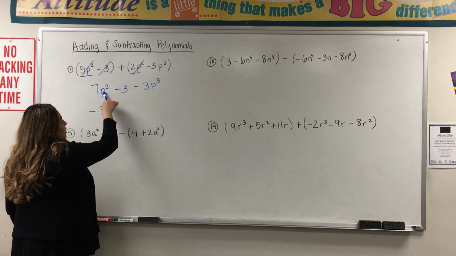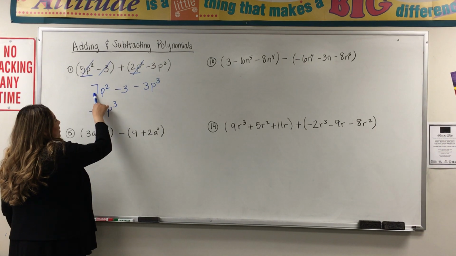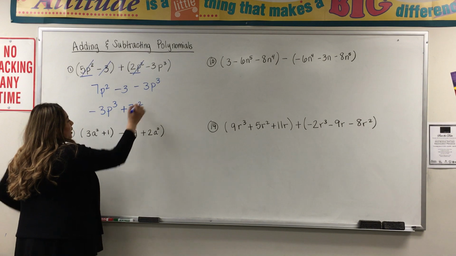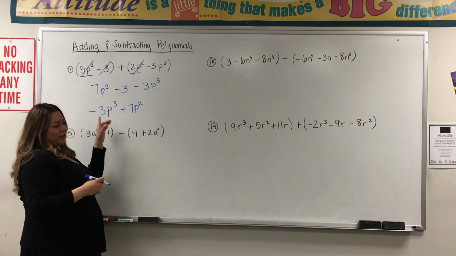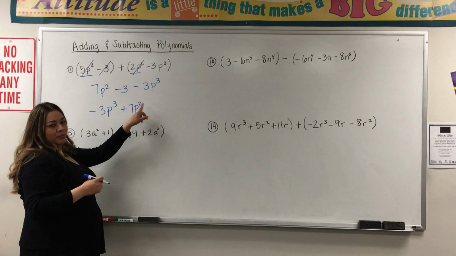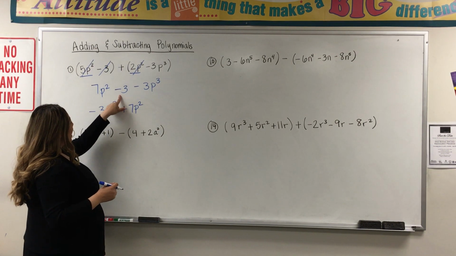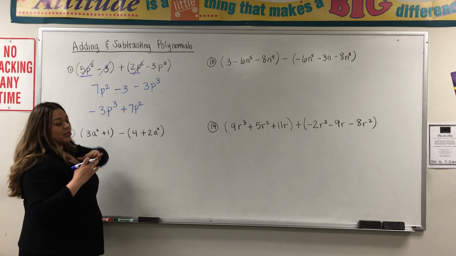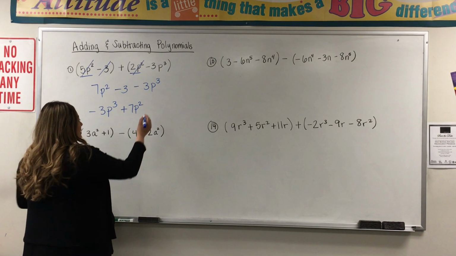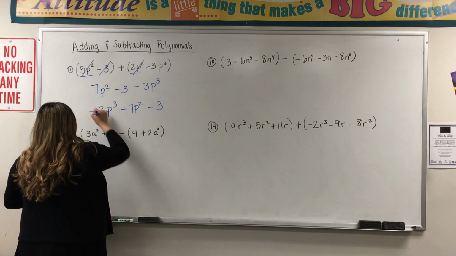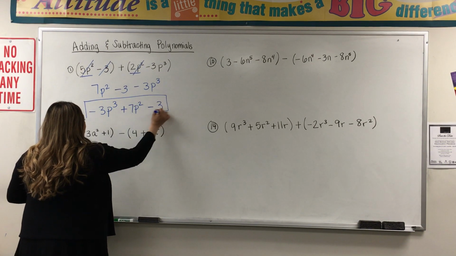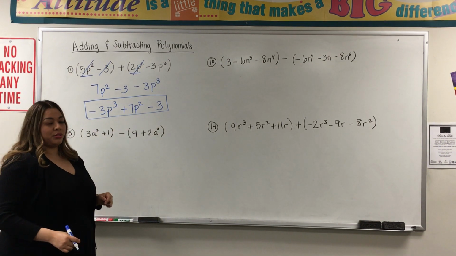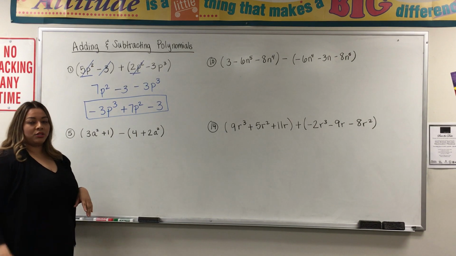Then we're going to go to the next one, which is going to be the p squared. This is a positive 7, so I'll put plus 7p squared. If we don't put the plus right here, it's not going to make sense, with -3p cubed followed directly by 7p squared. That's why I put the plus. And last is the number without the letter. Whatever number it is, as long as it doesn't have the letter, that will always be the last number that we put. So we're going to put -3. For this problem, our answer is going to be -3p cubed plus 7p squared minus 3. So what we're doing is just collecting like terms.